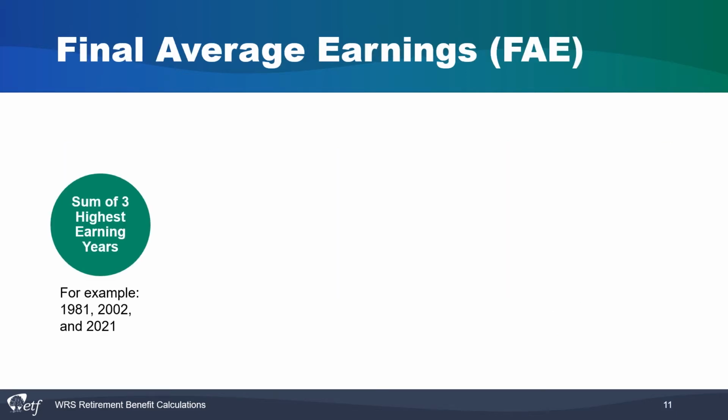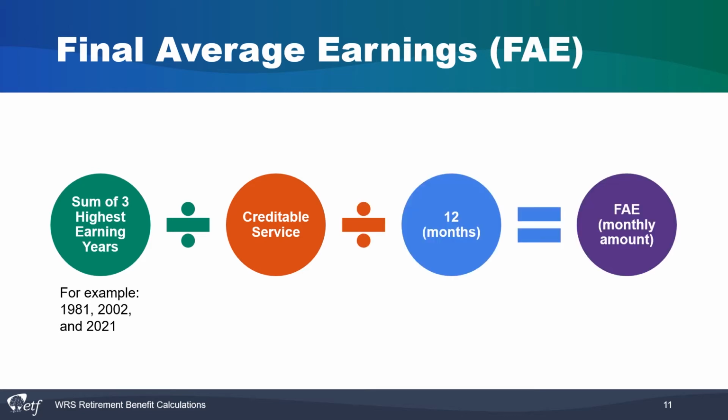Your final average earnings amount is calculated by adding together your three highest earnings years. They don't have to be your last three; they could be your first three, or they could be any combination of the middle. This amount is then divided by the creditable service earned in those three high years, which would be 3 if you're full-time, and divided by 12 months to come up with your final average earnings amount that is used in the formula calculation.